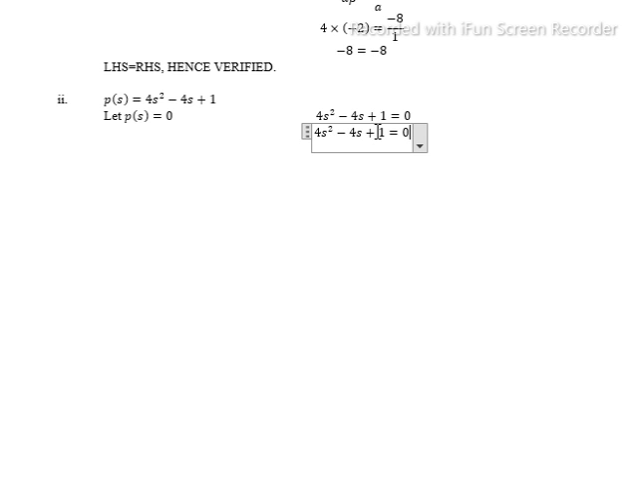The numbers must add to give the middle coefficient and multiply to give 4. Here, 2 plus 2 is 4 and 2 multiplied by 2 is 4, with a minus sign. So our middle term will be minus 2s minus 2s. Minus 2s into minus 2s is plus 4s square.